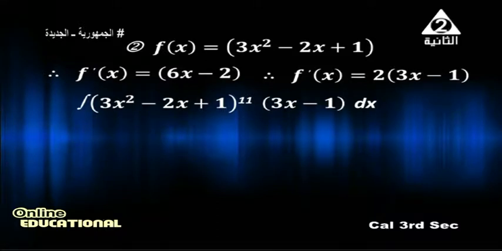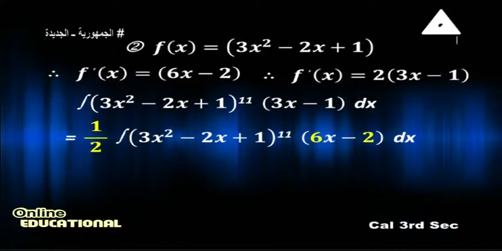The derivative of the function between the bracket is 6x minus 2, or 2 times (3x minus 1). Now we can multiply the numerator and denominator by 2. Then half integration of (3x power 2 minus 2x plus 1) all to the power 11 multiplied by 2 times (3x minus 1) equals 6x minus 2. And now we have (3x power 2 minus 2x plus 1) all to the power 11 as a function. The derivative of this function is 6x minus 2.